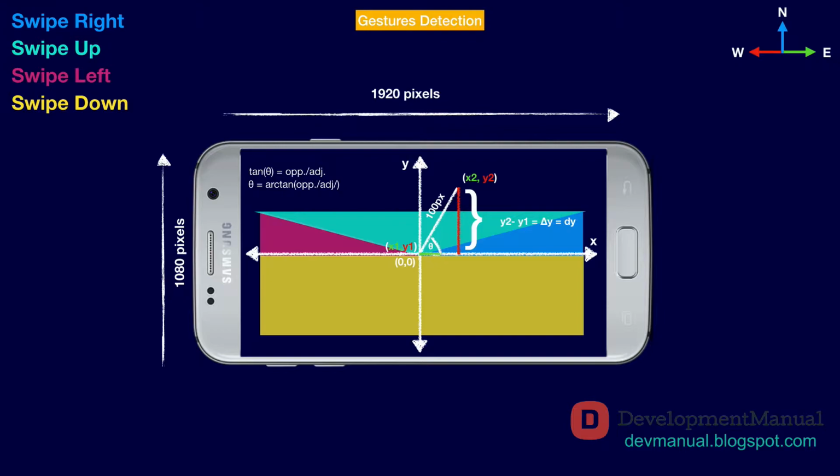And what about the adjacent side? It's just a change in value along the x-axis, which is x2 minus x1, or delta x or dx. This means that the swipe angle for the swipe can be computed by taking the arctan of dy over dx. And Unity has all the methods needed to make such computation, and it's really simple.